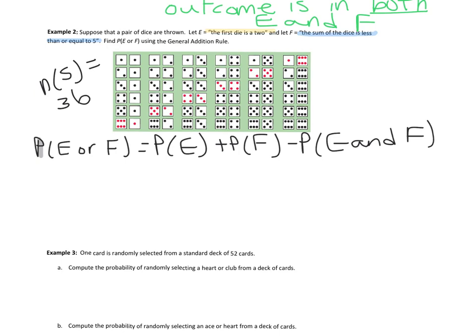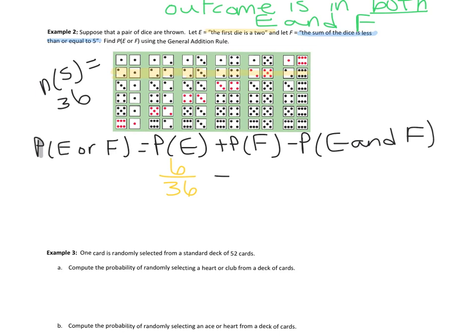All right, so now we're going to figure out how many are in event E. So event E is the first die is a 2. If you notice how this is organized, all of the second row has the first die of 2. So everything I'm highlighting is event E. So how many outcomes are in that event? 1, 2, 3, 4, 5, 6. So the probability of event E occurring is 6 outcomes out of 36 total in the sample space.